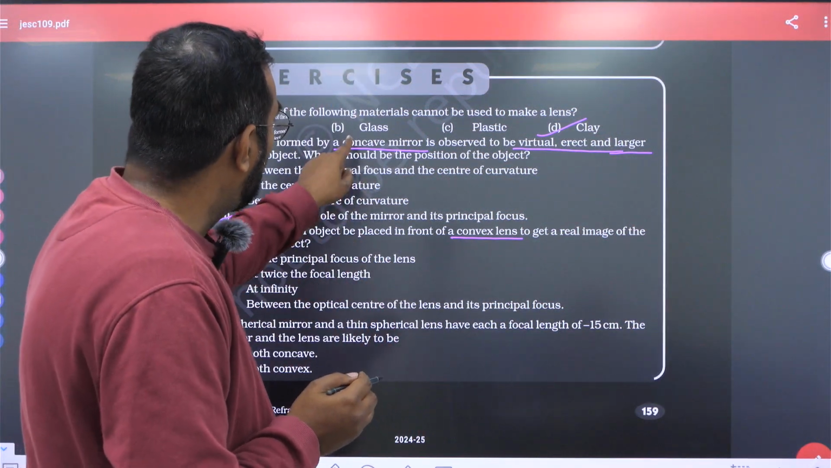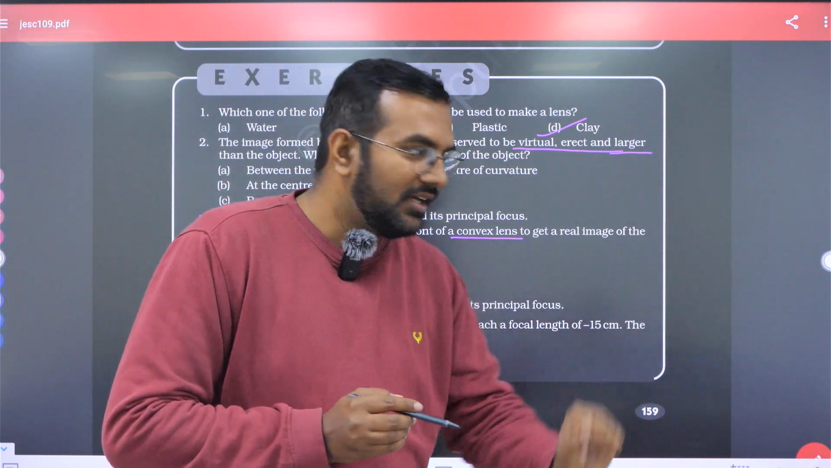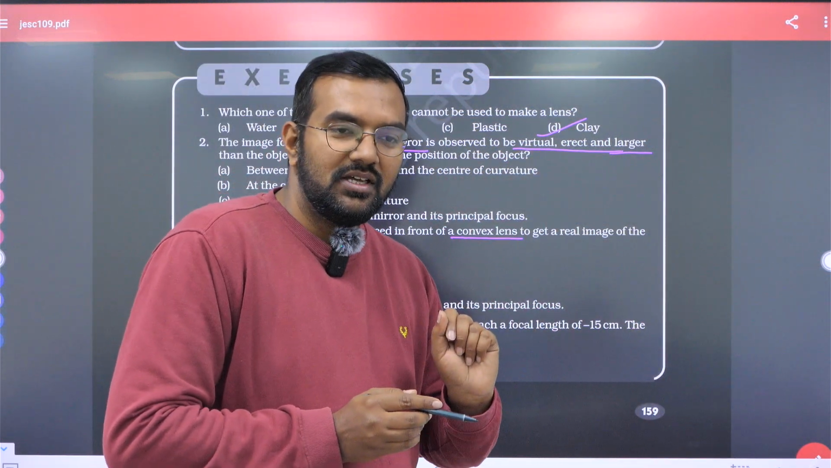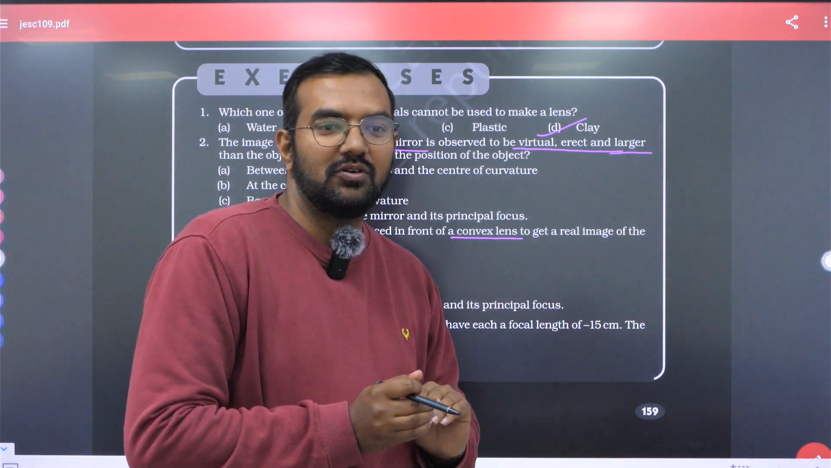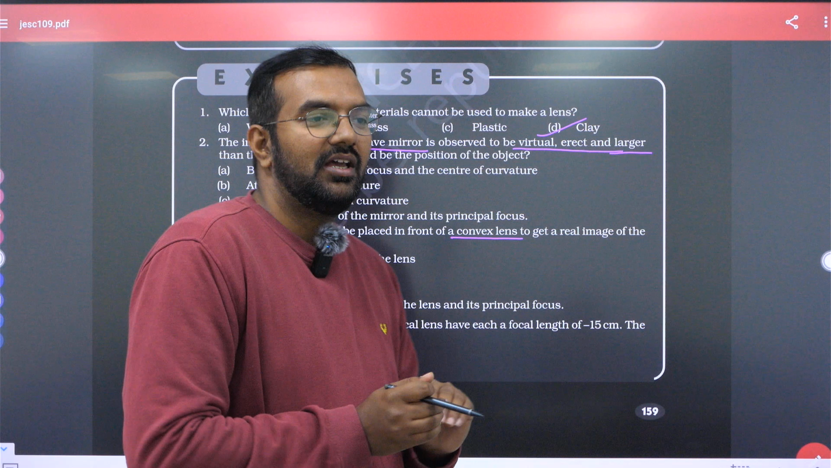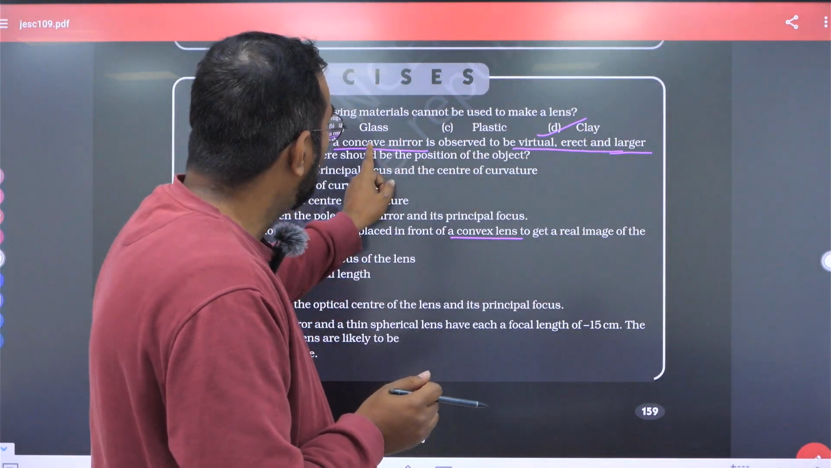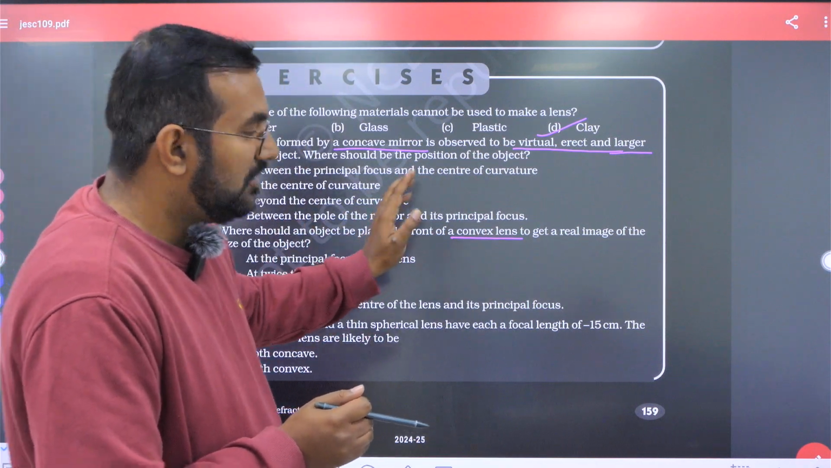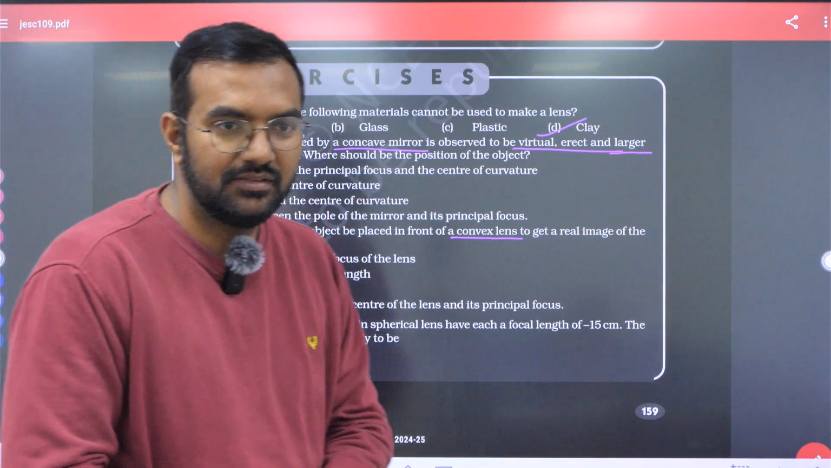Look, a concave mirror forms a virtual image in one case and a convex lens forms a virtual image in one case. The cases are the same: when the object is between pole and principal focus. If the object is between pole and principal focus, a concave mirror forms a virtual, erect image, and a convex lens also forms a virtual and erect image. Okay?